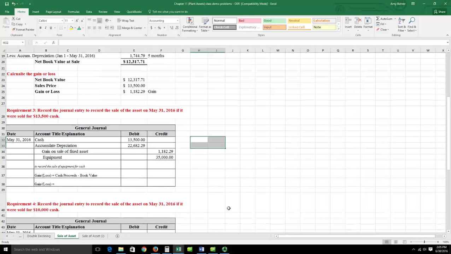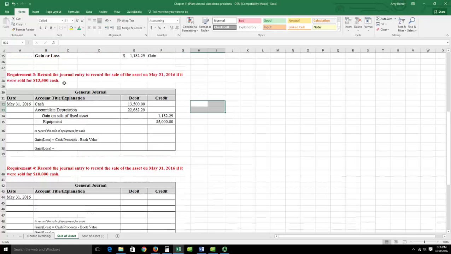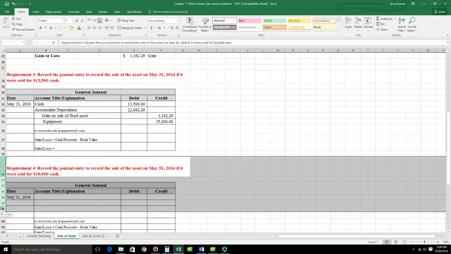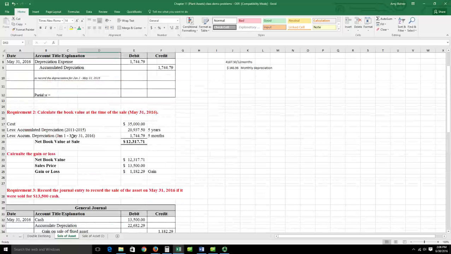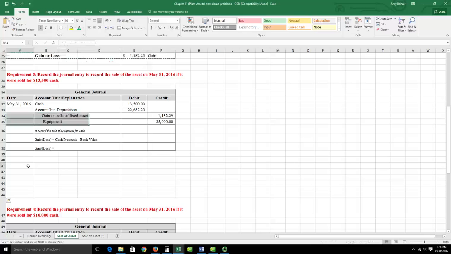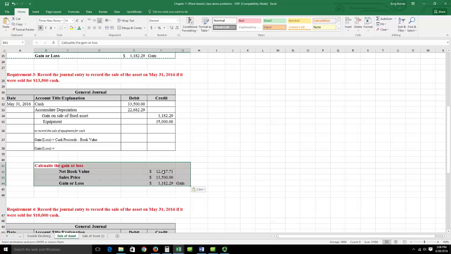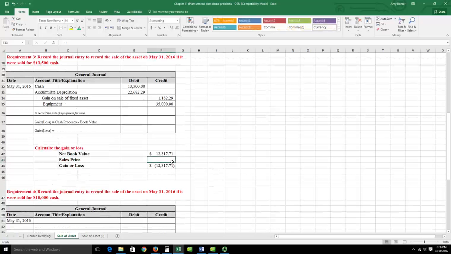So the next thing I have here on the spreadsheet is how would this be different if this asset only sold for $10,000? Instead of selling it for $13,500, I'm only selling it for $10,000 this time. So let me insert some rows there. So now we don't have to do any of these calculations again. The only thing we have to do is recalculate whether I have a gain or a loss with these new parameters. So my net book value is still $10,317.71, but this time I only sold it for $10,000.